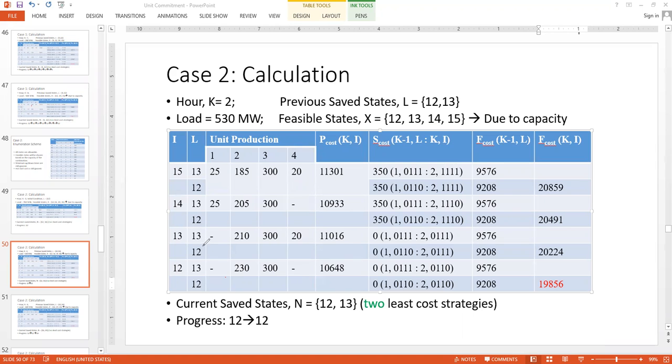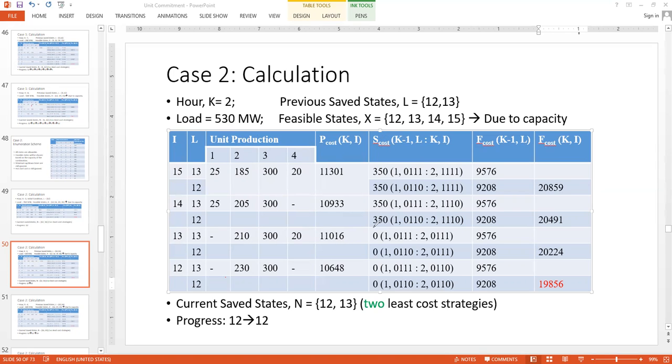So we do the same for this one. From 13 to 13, there is no transition. From 12 to 13, whatever transition is there, that is starting up of unit number 4, but it doesn't have any cost. The startup cost for unit 4 is 0. So you see 0 here. There is no transition because it's from 13 to 13. And similarly, we calculate the P cost for this combination of 13. So the demand is 530. You take 300 from unit 3. You pick the minimum from the highest cost unit, 20, and you pick the remaining from the remaining unit, 210.